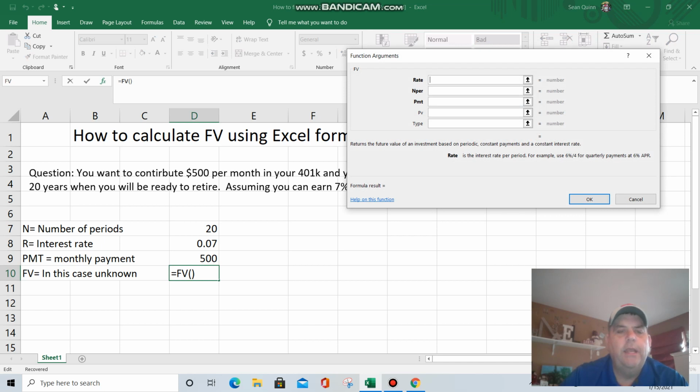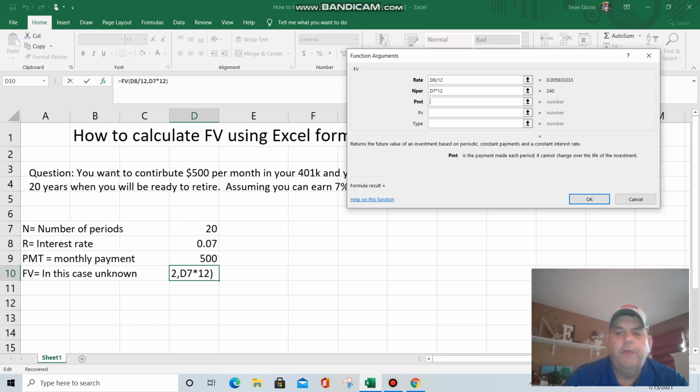So under rate, I can go ahead and click on the cell that I had set up for the interest rate of 7%. The problem with the interest rate at 7% is that it's an annual interest rate, and I'm looking to input a monthly interest rate. So I actually have to divide that interest rate by 12 because I want to calculate the monthly interest rate. Same for the number of periods. I have 20 years for the number of periods, but there are actually monthly payments being made. So I actually have to multiply that by 12 to convert the years into a monthly number.